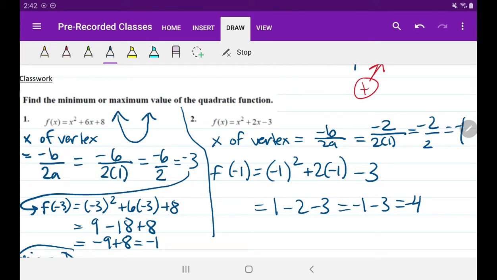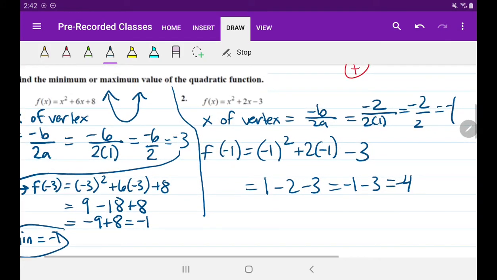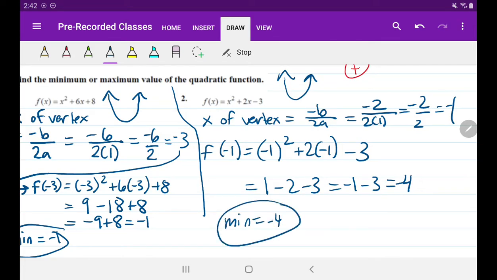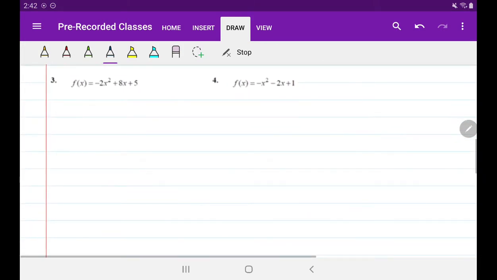Then we see that, again, we have a parabola that is opening up, and so we're going to have a min value, and our min is going to be negative 4. So we can say the min value is negative 4. All right, going on to number 3. Again, we'll start off by finding the x of the vertex.